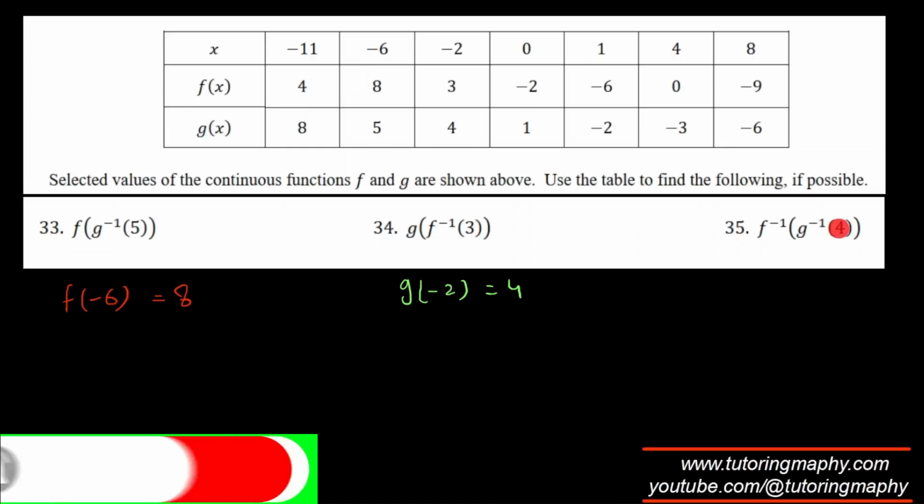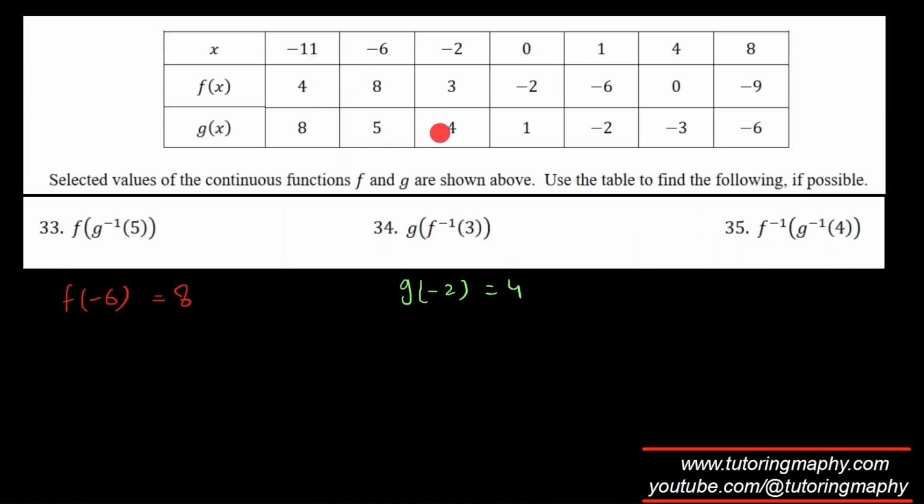Okay. What is g inverse 4? Where is g 4? There you go. g is 4 here. So what is the corresponding x value? That is -2. So it will look like f inverse -2. And where is f -2? Here. What is the corresponding x value? That's just 0. So the answer is 0 over here.